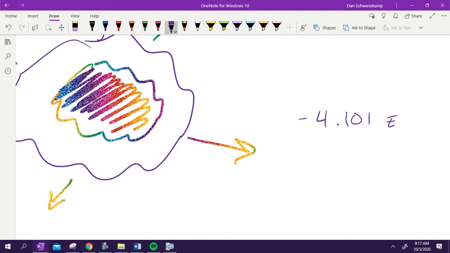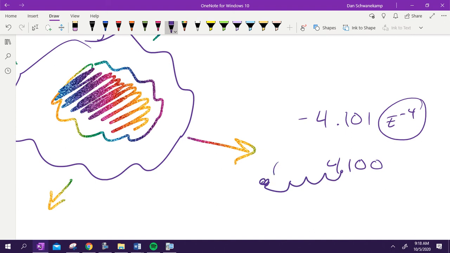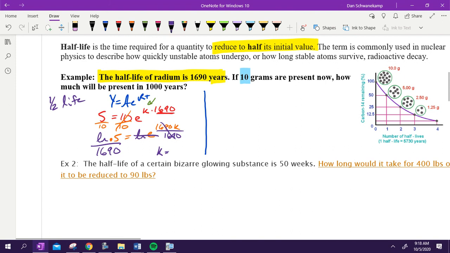4.101 e to the negative fourth. Remember, that is scientific notation. That little e to the negative fourth just means you are moving the decimal 4 places to the left: 1, 2, 3, 4. 0.0004101, whatever. I don't really need to write it down anyway. I'm going to keep it in my calculator. But that's what's happening here. That's my k, this negative 0.0004. I'm not actually rounding it. I'm just writing it down so you know where it's coming from. But I'm going to leave that in my calculator. That is my k. Once you find your k, now you're going to be able to actually solve the question.